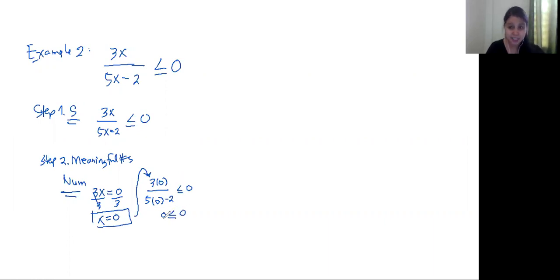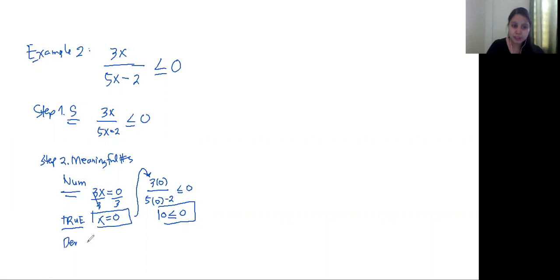Let me give you a technique. Technique number 2 is if the inequality sign is greater than or less than, then the numerator is false. But if there is an equal to, then the numerator is true, or a part of the solution. If you check here, 0 is less than or equal to 0. That means that the numerator is true, or a part of the solution.